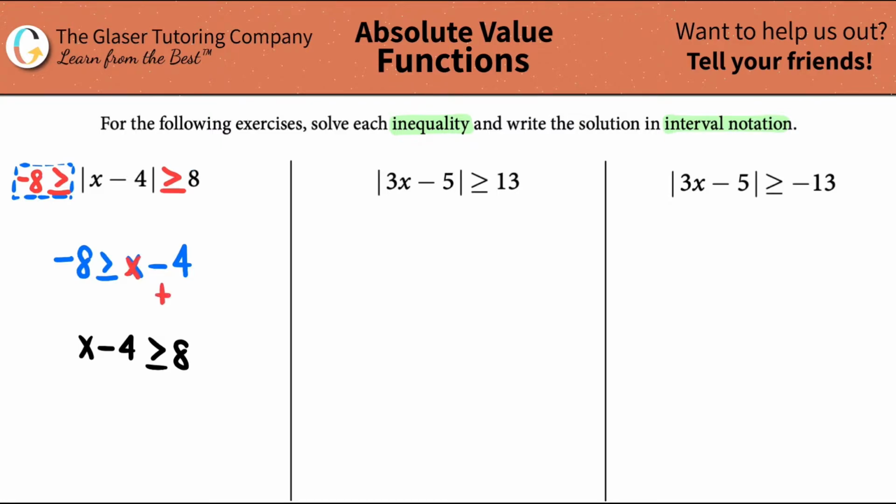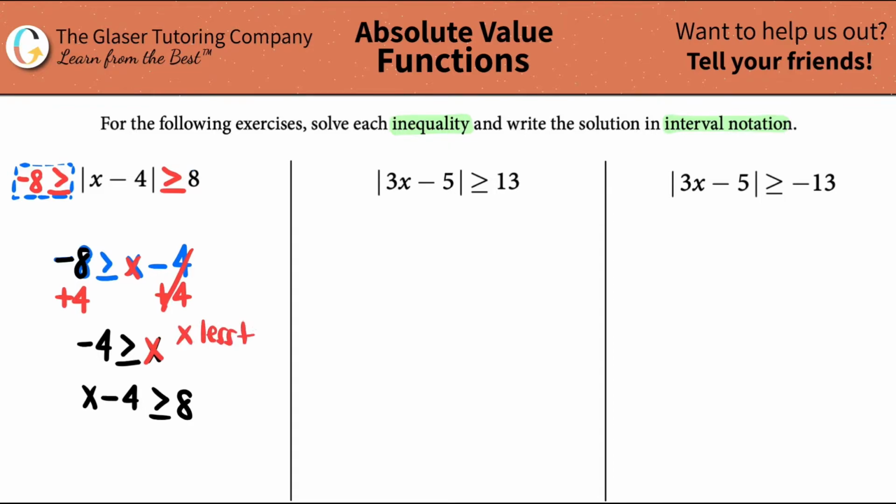For the top one, I'm going to add 4 on both sides. Actually, let me pull this down over here so that I have room on the bottom. Okay, so negative 8 plus 4 is negative 4, which is greater than or equal to x. I like to say it in terms of x, so it looks like x has to be less than, because the alligator is chomping on the bigger number. So x is less than or equal to negative 4. That's the first one.